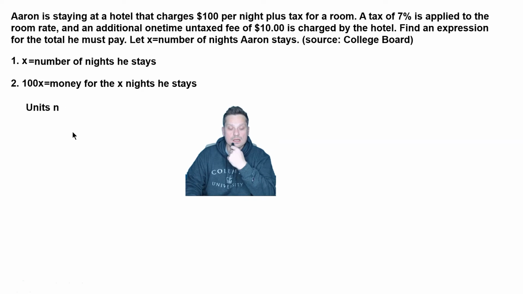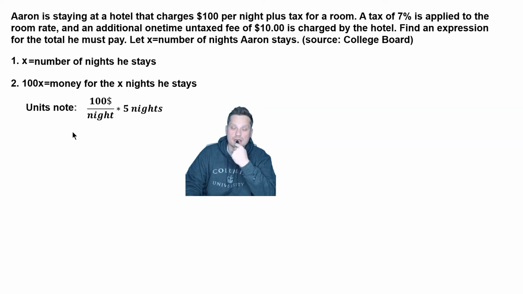Note on units. So what I mean by that is the following. It's $100 per one night, and if you would multiply by 5 nights or 10 nights or 50 nights, some number of nights, notice that the nights units would cancel and you would end up with $500. So I know that it's 100 times x, not 100 plus x or 100 divided by x or something along those lines. When you are preparing for these standardized tests, often understanding how to manipulate units is very useful.